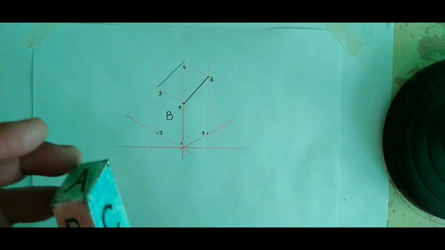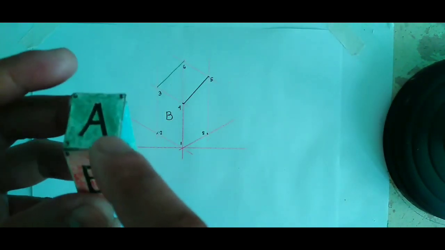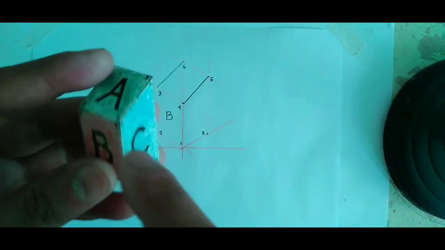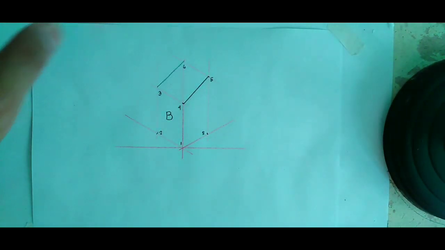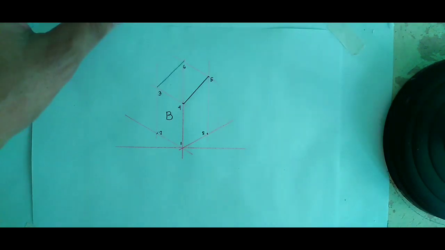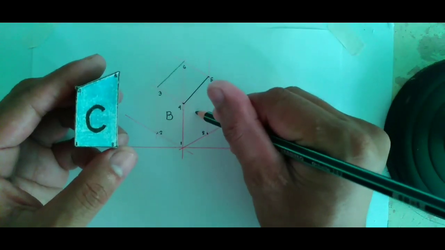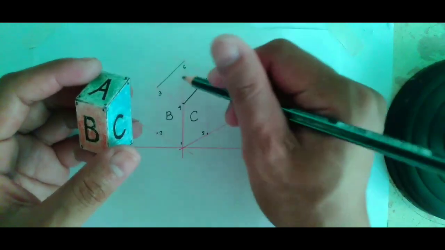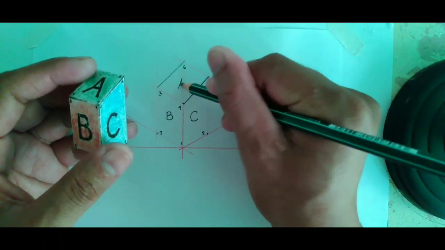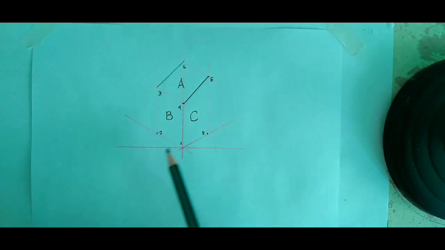Now that we are already done with plotting all the points, point 1, point 2, point 3, point 4, point 5, point 6, and point 8, this surface is surface C, while this surface is surface A. We can now visualize the object.